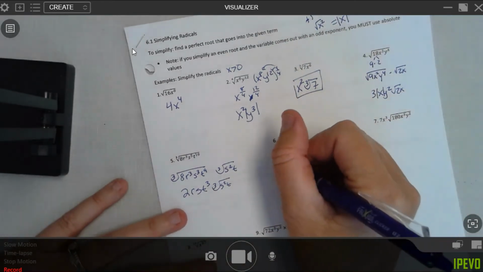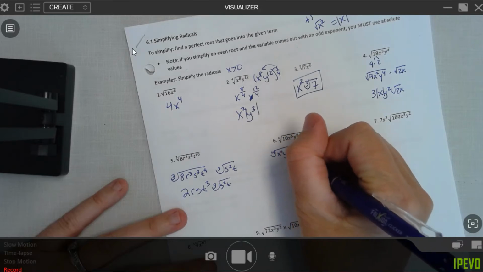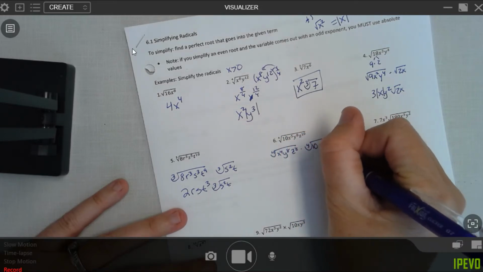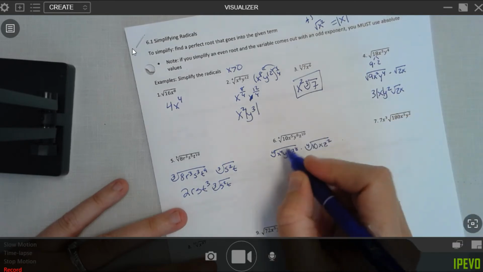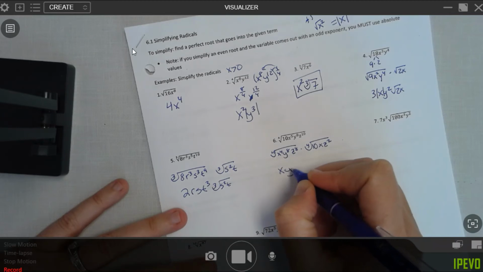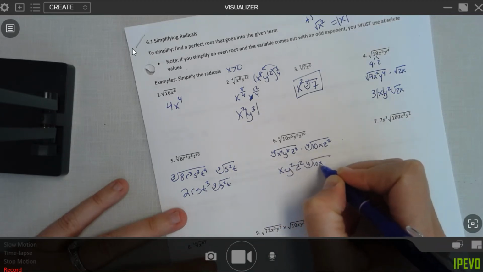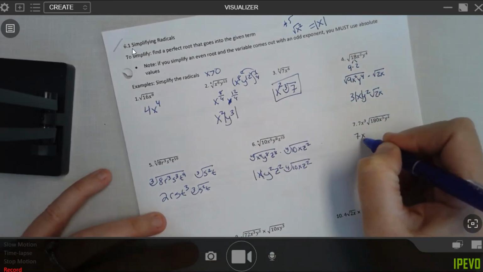All right, so for this one right here, the 4th root, the perfect 4th roots would be x to the 4th, y to the 8th, z to the 8th. The ones that are not perfect 4th roots are the 10, an extra 8, and 2 z's. So the 4th root of this whole side right here, so this is going to be 7x cubed times.